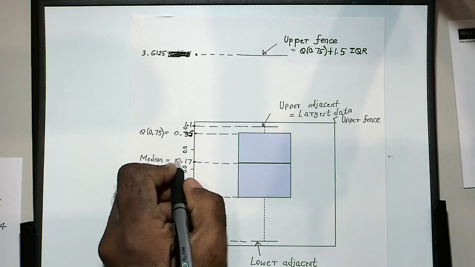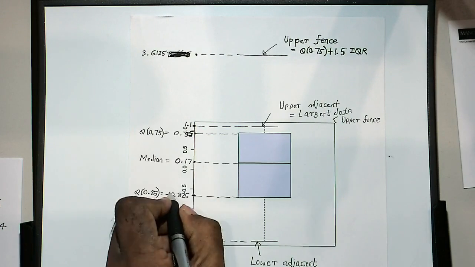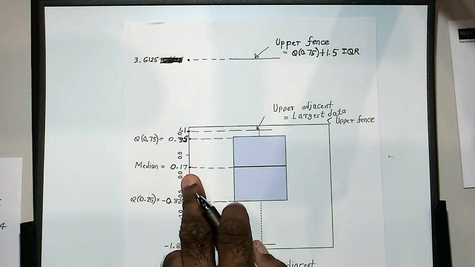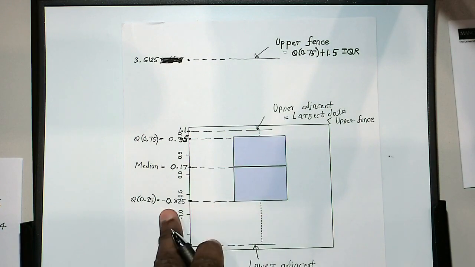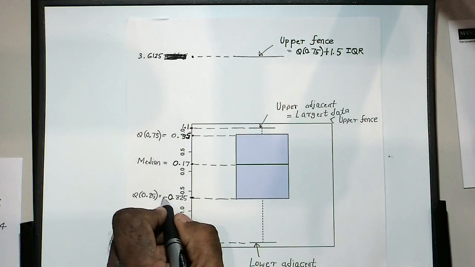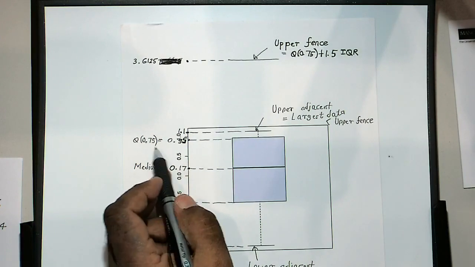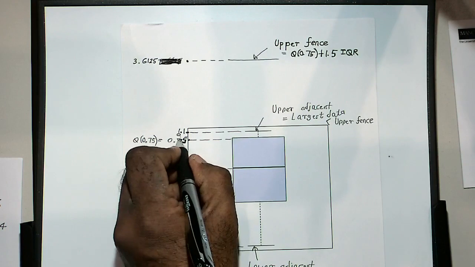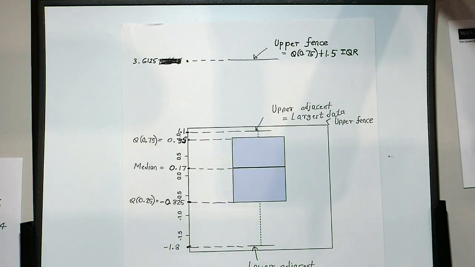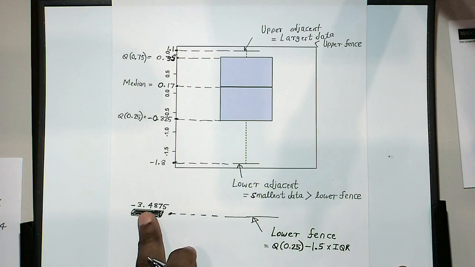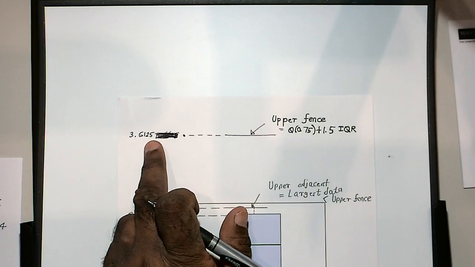Excuse me for my handwriting, it's not very clear, but you can see the median is 0.17. The first quartile is minus 0.825. The third quartile is 0.95. The lower fence, which is this one, is minus 3.4875. The upper fence, which is this one, is 3.6125.